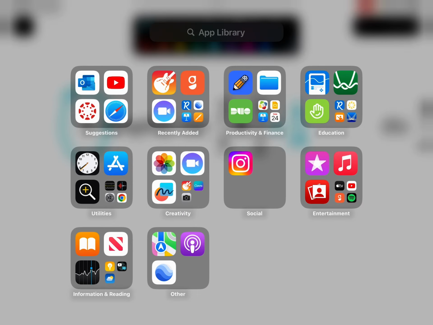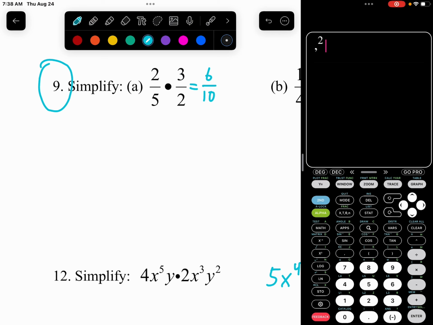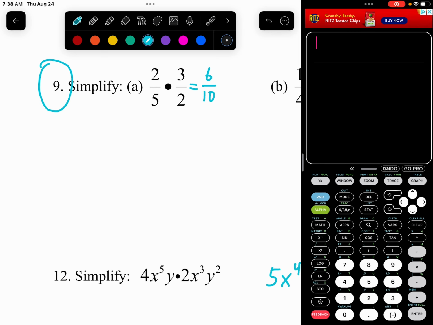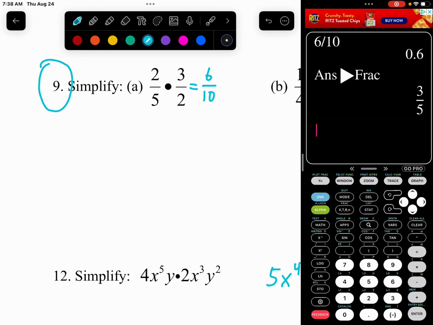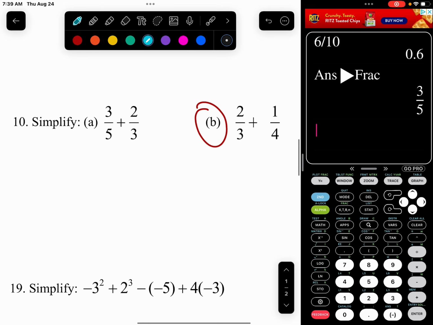And let's get the calculator up here. So you got 6 divided by 10, or 6 over 10. And then remember the math button, and then it's just enter and then enter. So it reduces for you, 3/5. Done. Okay, so you got B to do, so practice. Then we're going to add fractions as well.